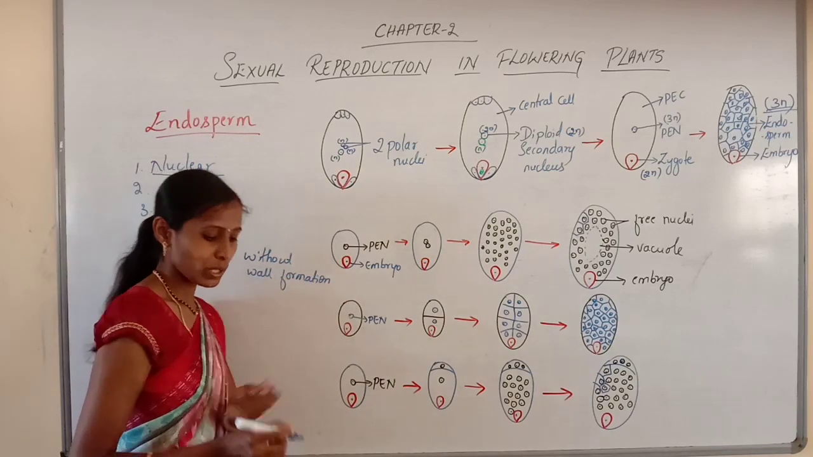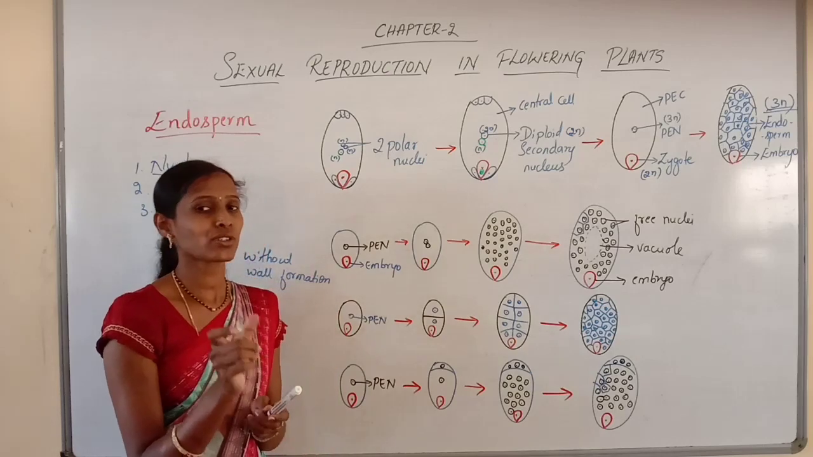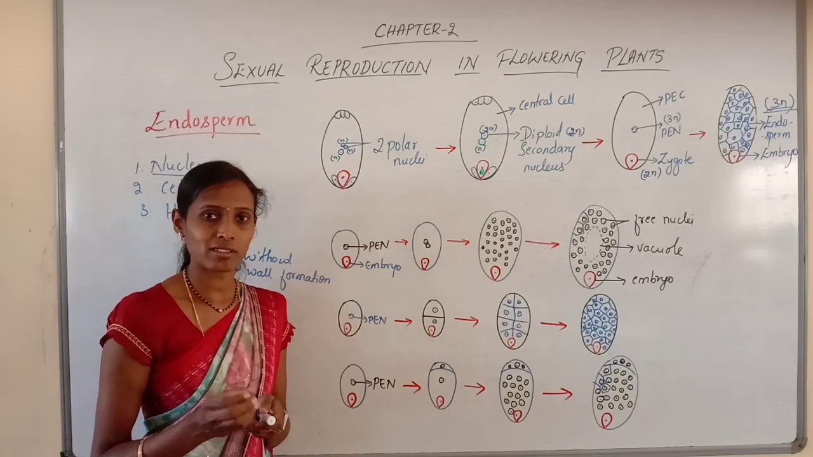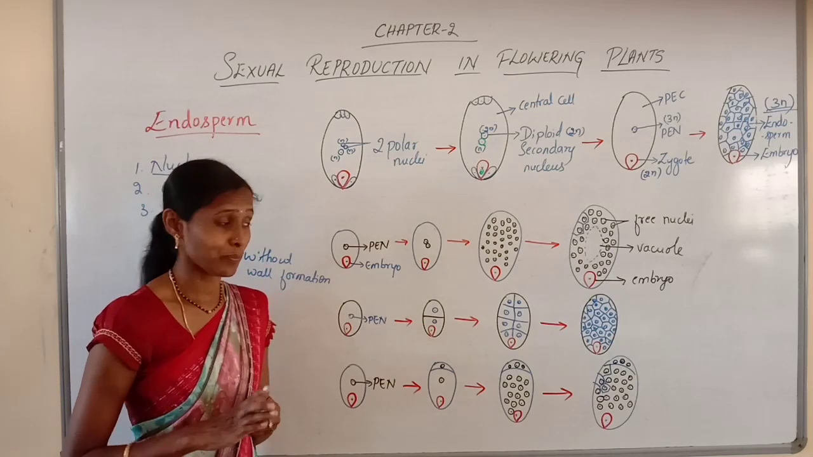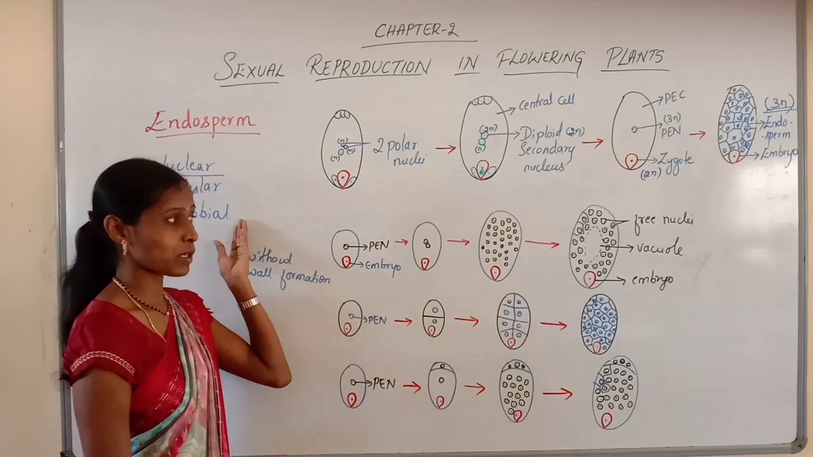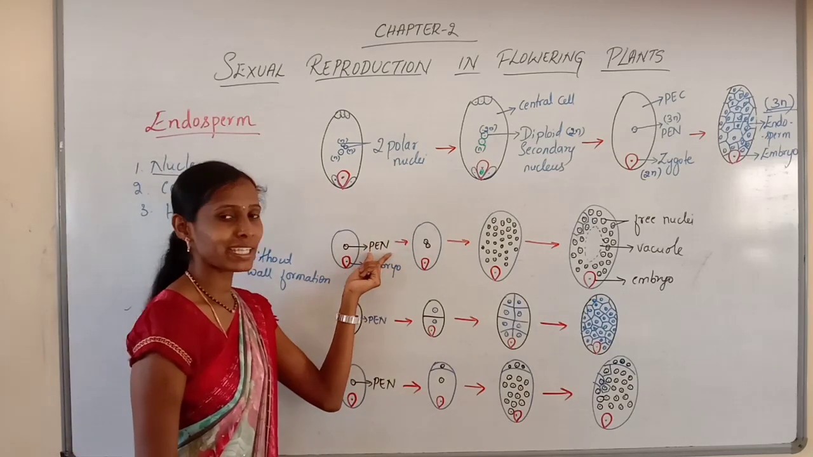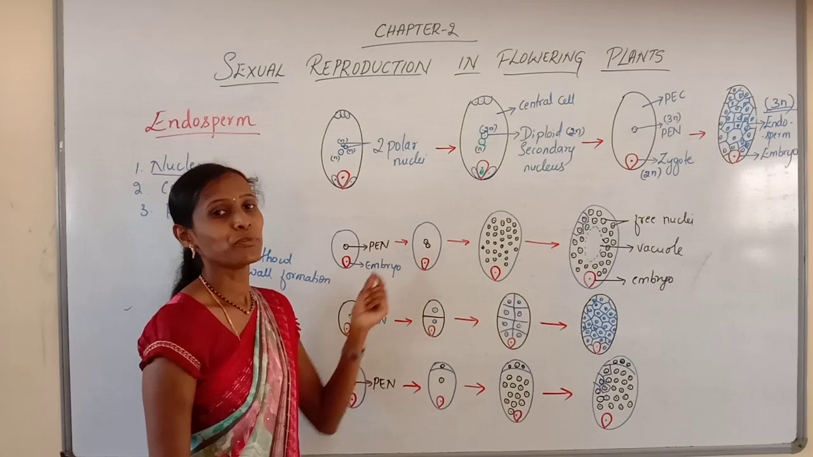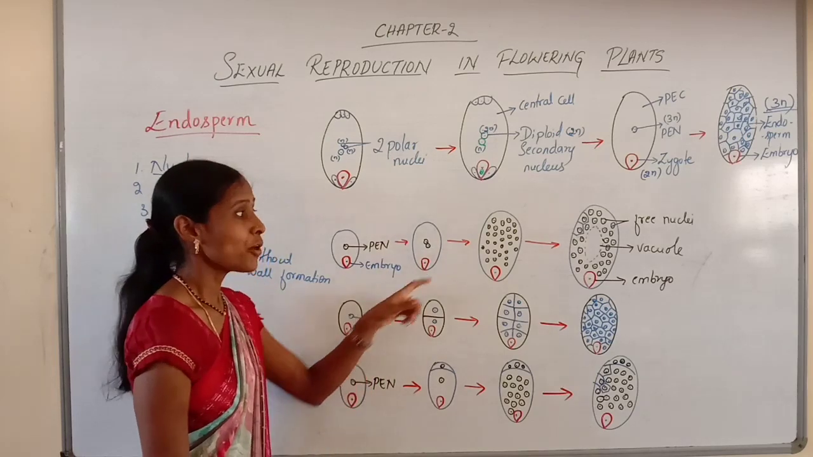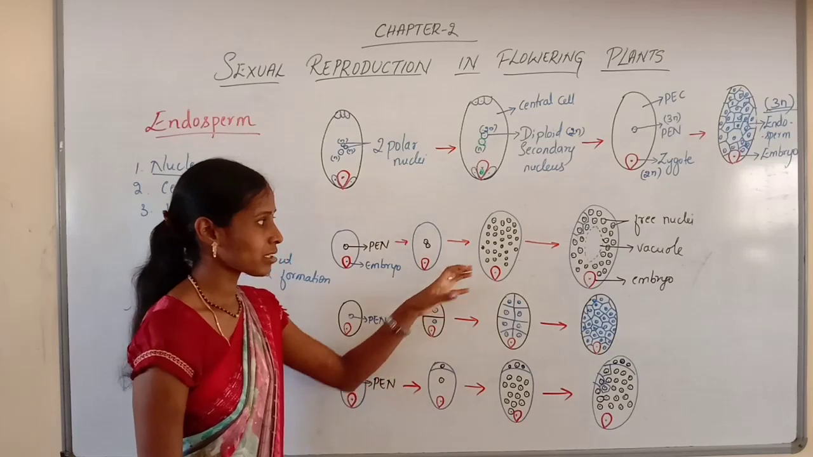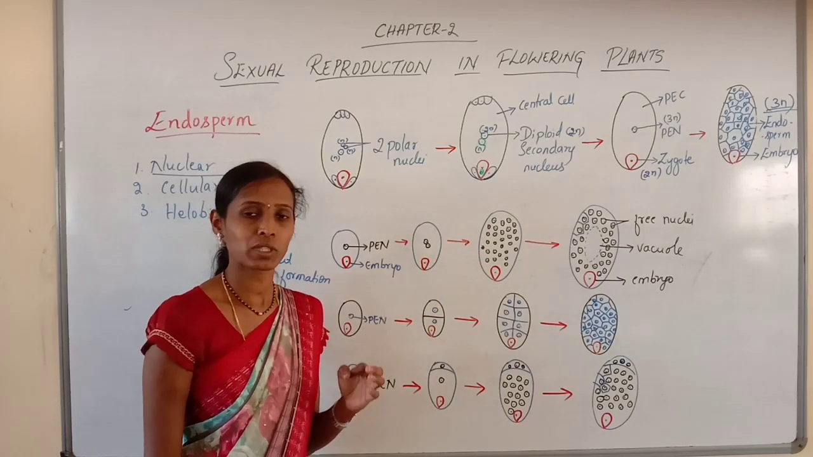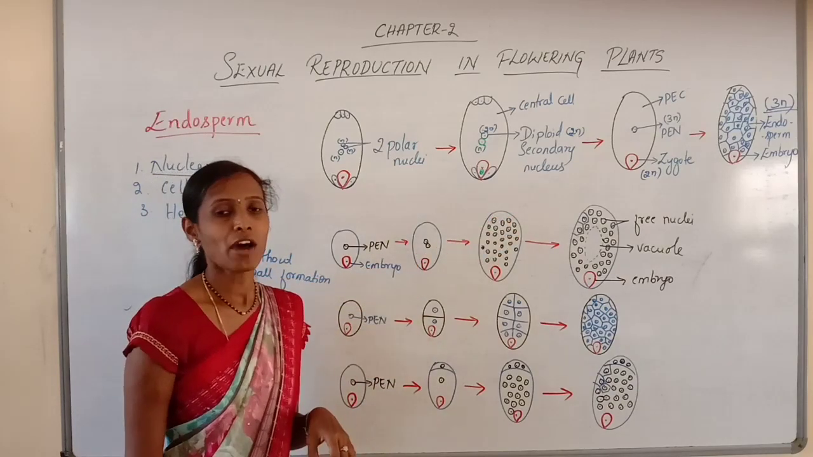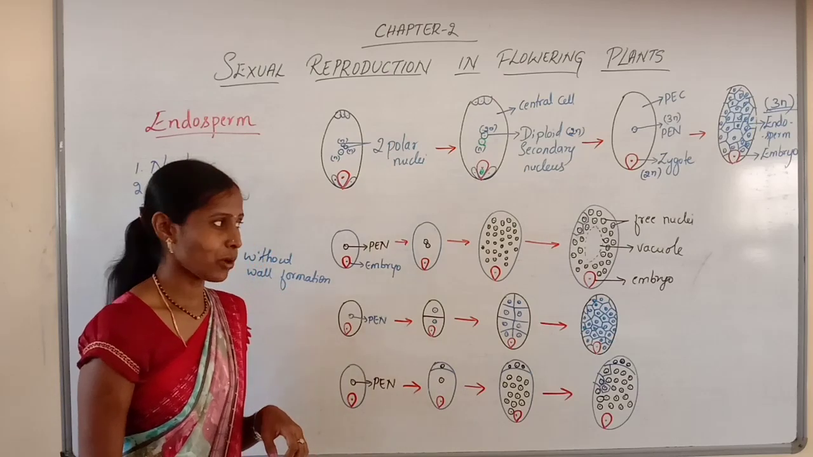You may know that during cell division, karyokinesis is followed by cytokinesis. What is karyokinesis? Division of the nucleus. And what is cytokinesis? Division of the cytoplasm followed by the cell wall formation. So here in the nuclear endosperm, the primary endosperm nucleus undergoes several divisions which are only free nuclear divisions without the cell wall formation. So you can understand only karyokinesis will be taking place without cytokinesis. So this stage of endosperm development is called free nuclear endosperm development.